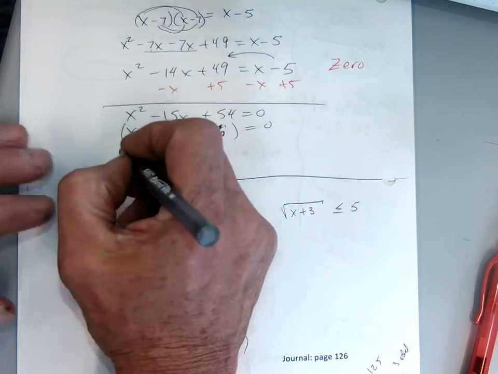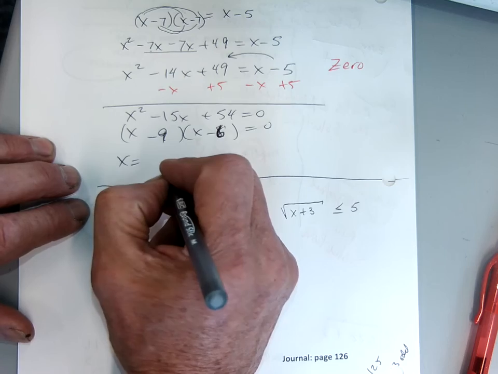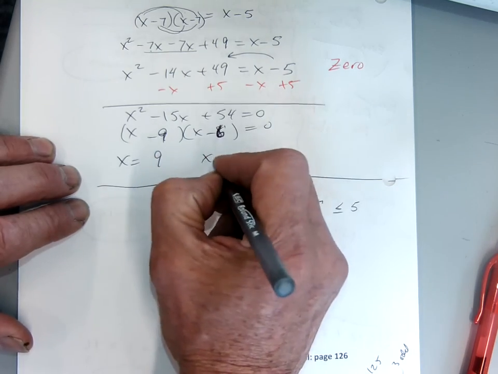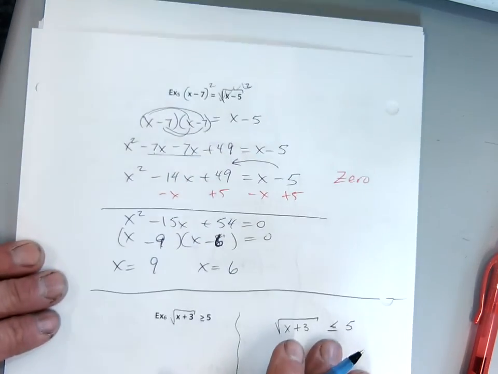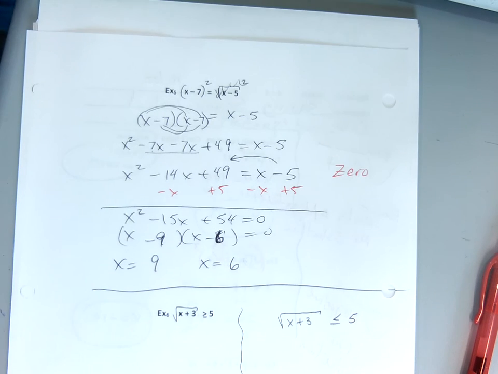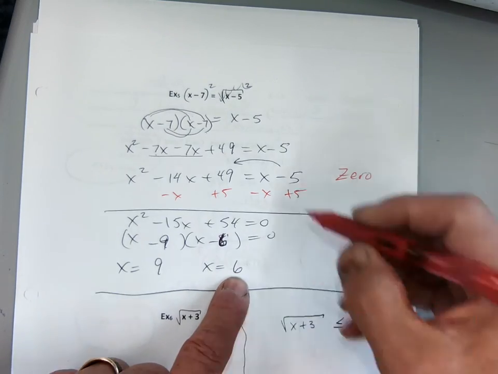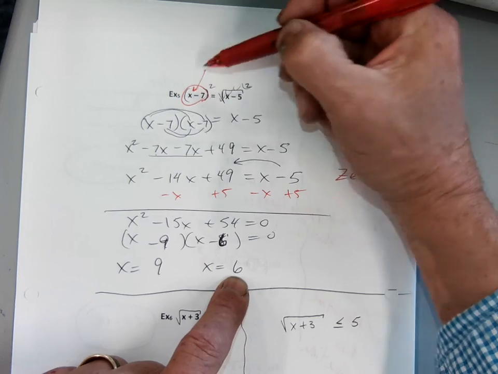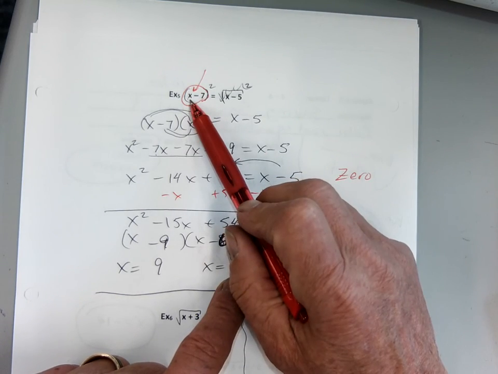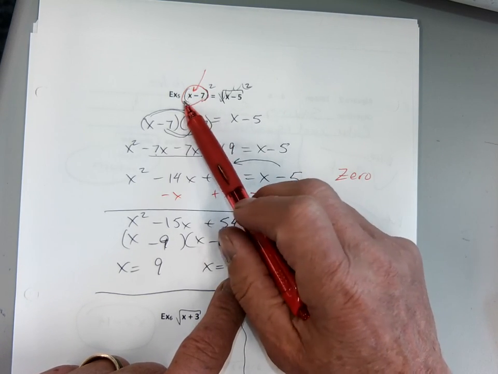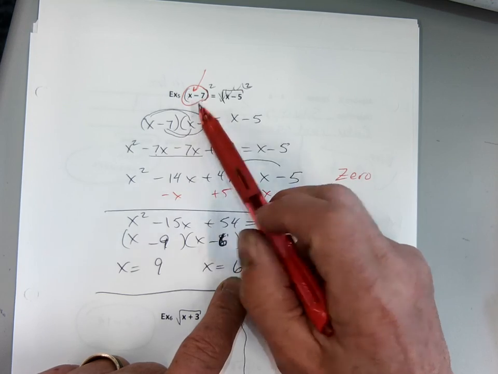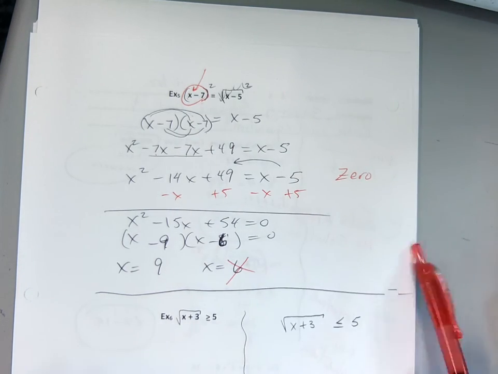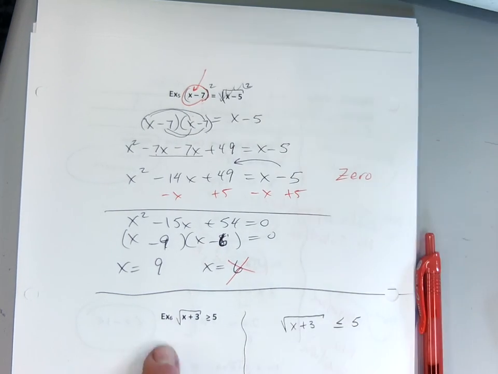What's x equal? Positive 9, positive 6. Now, this is another one of those trick questions, and I want you to watch this carefully. 6 won't work. Do you know why? If I put the 6 right here, what happens? It's not possible, because it becomes a negative 1, and you can't have a negative. So we throw away the 6. We'll do this on Monday.